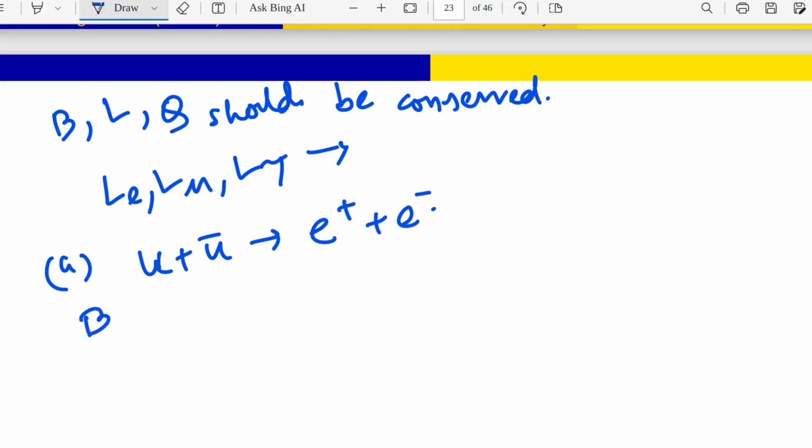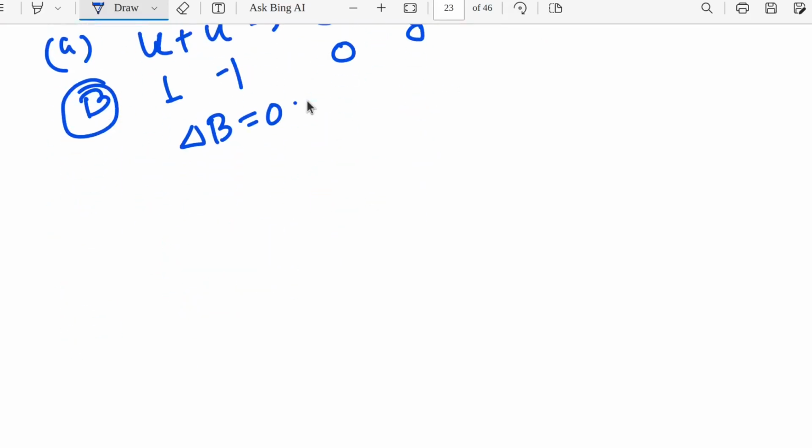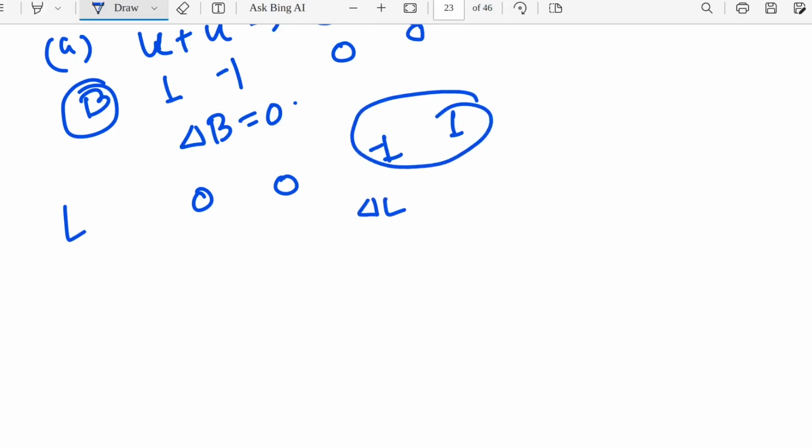Now you can see that if I talk about baryon number, then U is a baryon which is 1, U bar is an antibaryon -1, E plus is not a baryon, E minus is also not a baryon. So as a whole, delta B can be 0. That is fine. Now L means it can be any type of lepton. U is not a lepton, U bar is not a lepton, but E plus is lepton -1, E minus is lepton. So as a whole, delta L is 0. Now coming to Q.